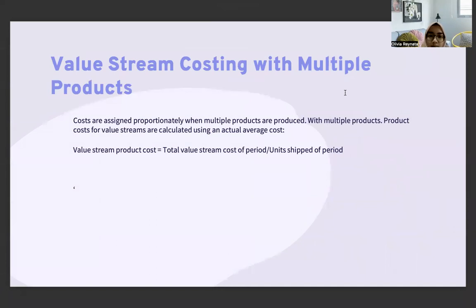Value stream costing with multiple products. The costs are assigned proportionately when multiple products are produced. Product costs per value stream are calculated using the actual average cost. To know the value stream product cost, we take the total value stream cost of the period divided by the units shipped in the period. Next.